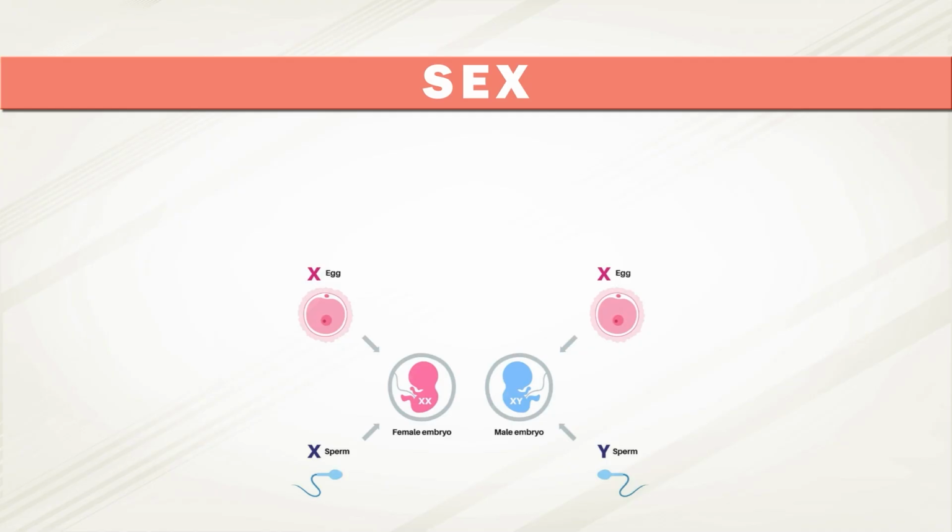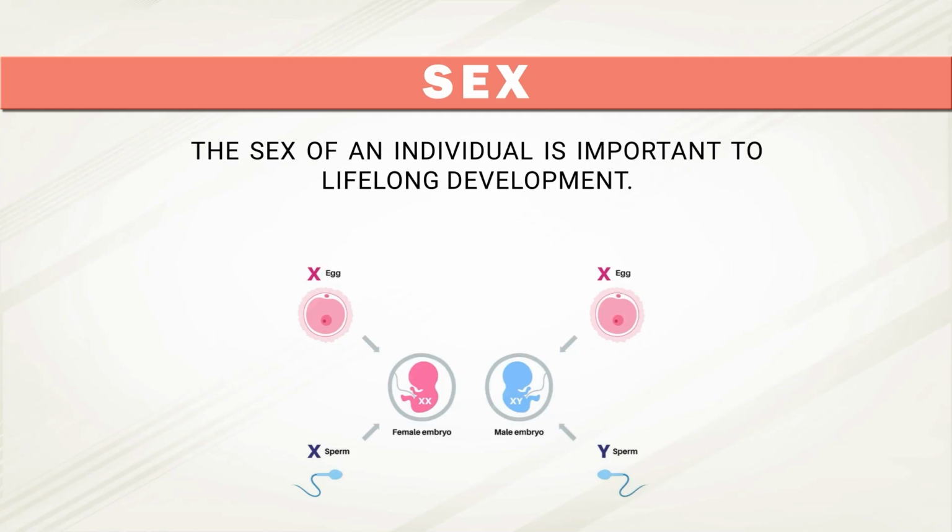Now, unfortunately, in India, we feel that the mother who is bearing the child carries the responsibility of giving birth to a son or to a daughter, but that is not so. It depends on when the X and the Y chromosome fertilizes. So if X and Y chromosomes fertilize, the offspring is a boy, and if X and X fertilize, it is a girl. Now, the sex of an individual is important to lifelong development. And that is why we say X and Y or XX chromosomes.